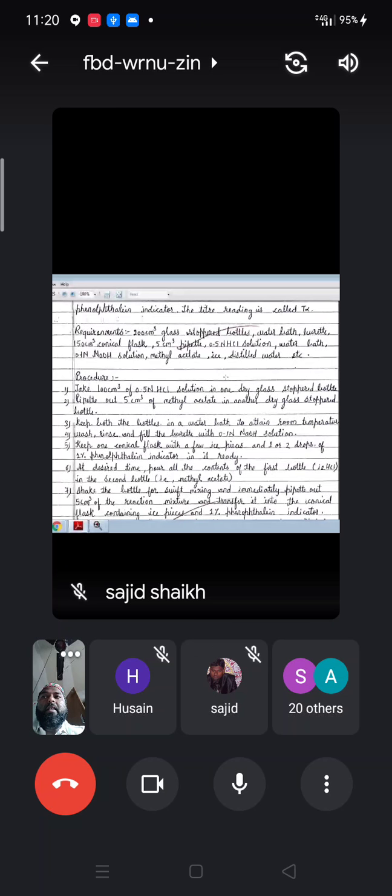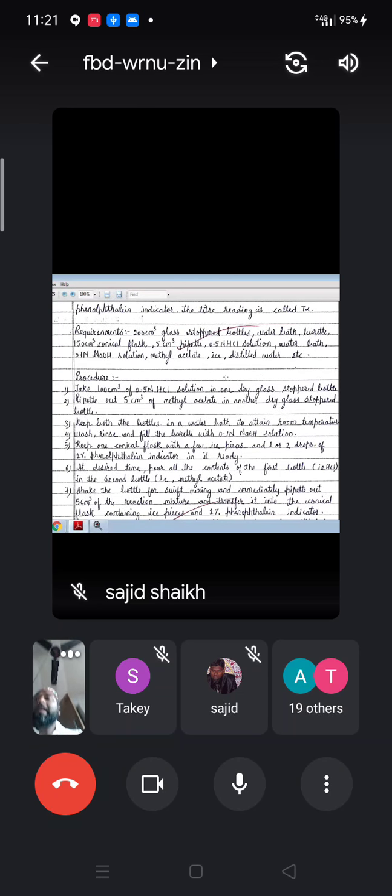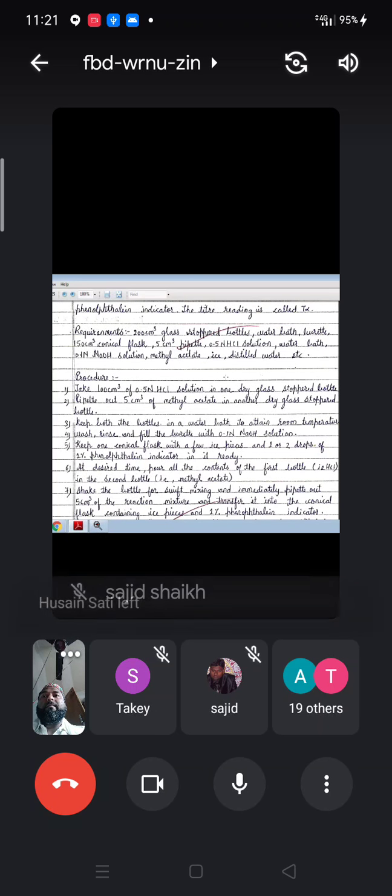See what we are going to do. First of all, we will take 100 cm cube of 0.5 normal HCl in one bottle, and 5 cm cube of methyl acetate in another bottle. We will keep them in the water bath to attain room temperature. After that, we will fill the burette with 0.1 normal NaOH solution. Then we will take the conical flask, and in that we will take 2 to 3 pieces of ice and the phenolphthalein indicator. Okay, shake the bottle for the desired time.